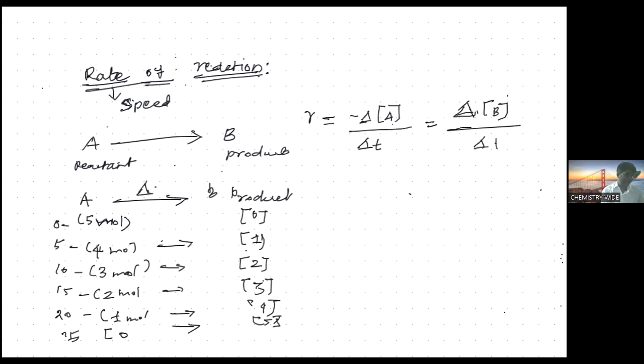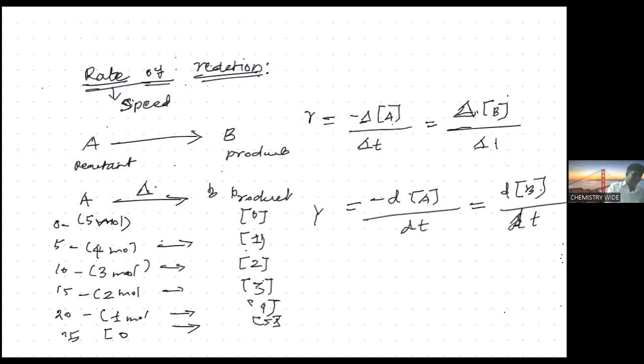So for the rate law we can write R equal to minus d[A] by dT. We can write it like this, del or D, so both are correct. So generally we can write like this.